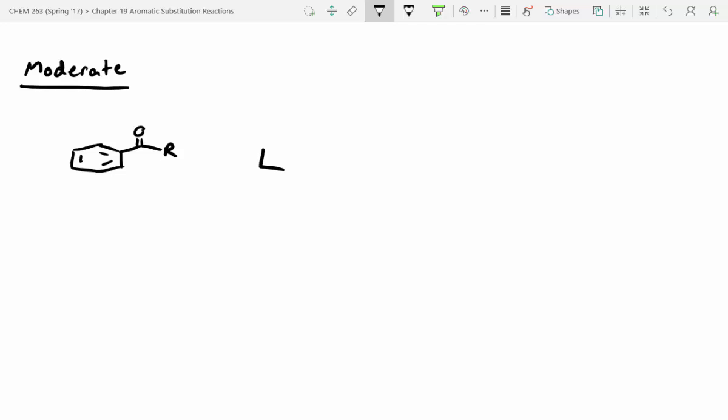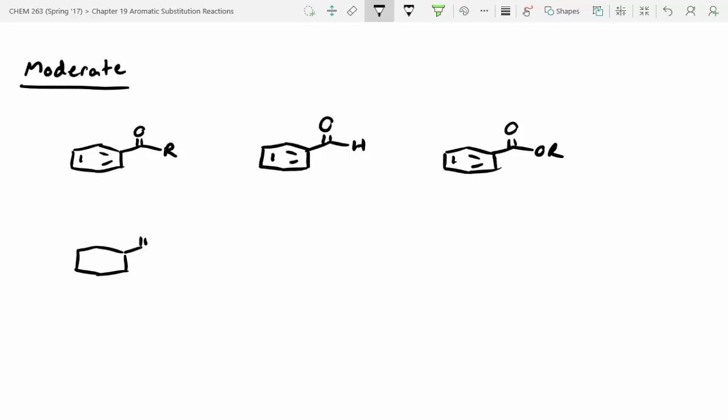So anytime you've got a carbonyl group, whether it's a ketone or an aldehyde or an ester, these can all be considered moderate deactivators. The key thing with your ester, though, is you've got to make sure that this oxygen is on the outside, right? If it's on the side closest to the ring, it's actually a moderate activator, not a deactivator. We also have things like amides. But just like with esters, you have to be careful and make sure that that nitrogen is not on the side closer to the ring.